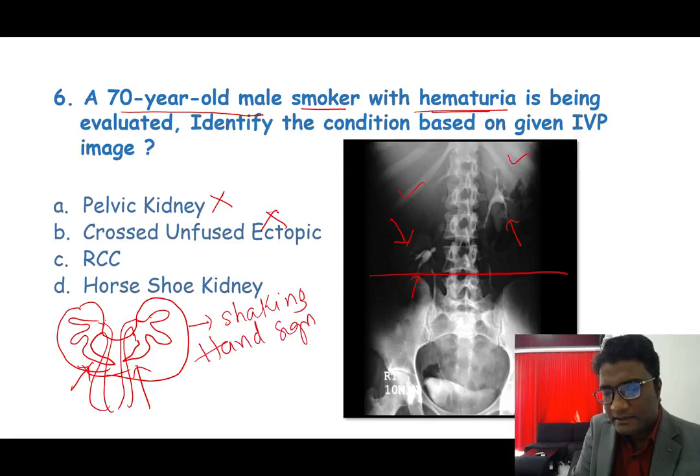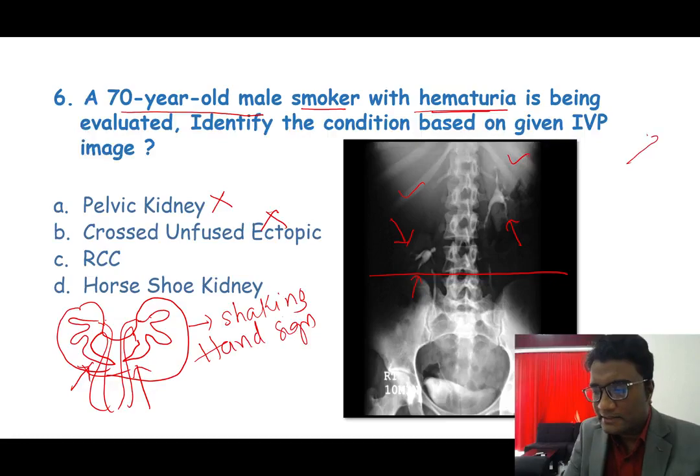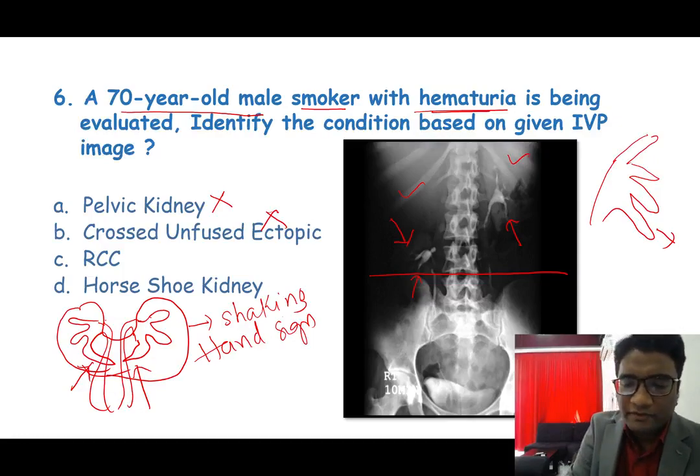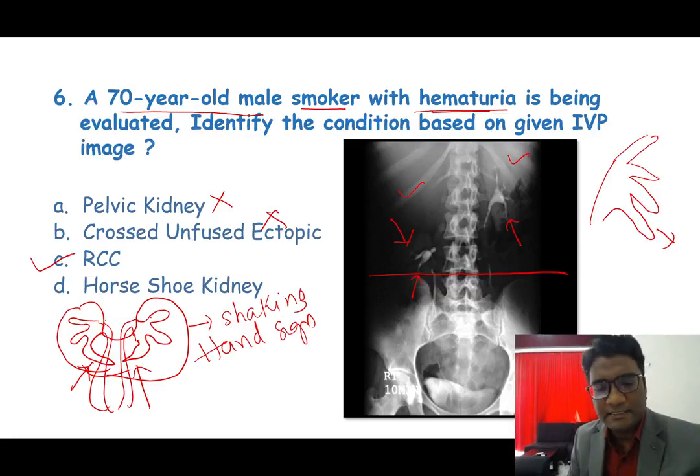But here I don't see the inferior calyx shaking hands. They are laterally present only. When I look at the IVP image, I am seeing all the calyces being lateral. They are not medially oriented. So this is not even a horseshoe kidney. In horseshoe kidney, the inferior calyx would be medially oriented. So by exclusion, you can come to RCC. Only by exclusion can you come to the answer as RCC.